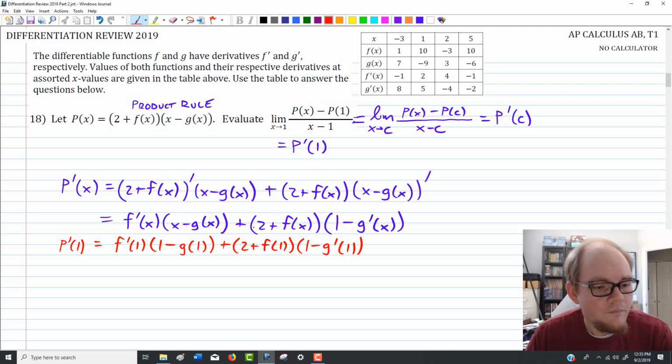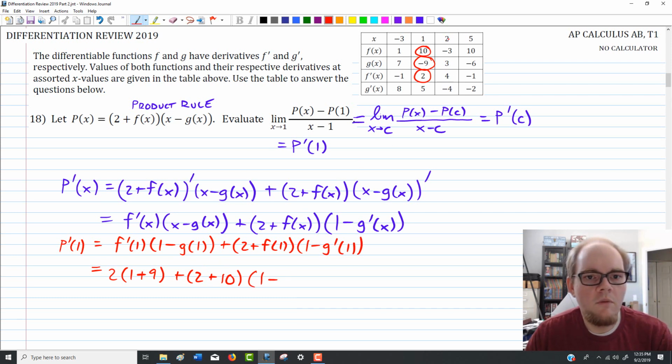Limited time. So as far as ingredients here, we got f prime of 1, which is 2, times 1 minus g of 1, which is negative 9. So that'll be 1 plus 9. In the second one, we have 2 plus f of 1, which is 10. We'll deal with that in a second. And then 1 minus g prime of 1, which is 1 minus 5. So there is our answer.